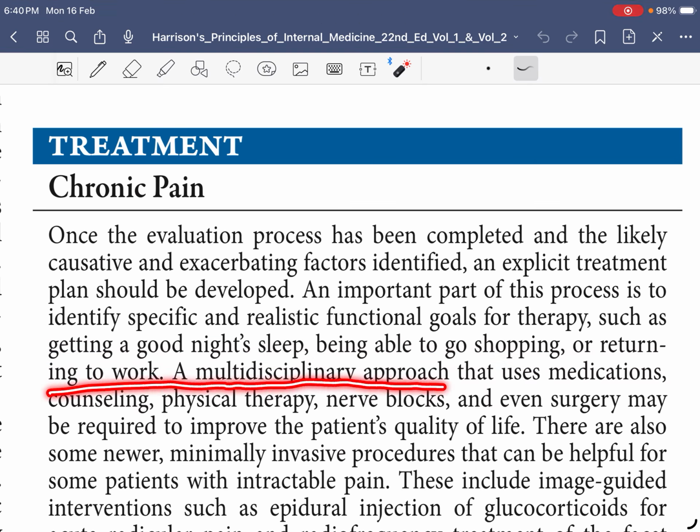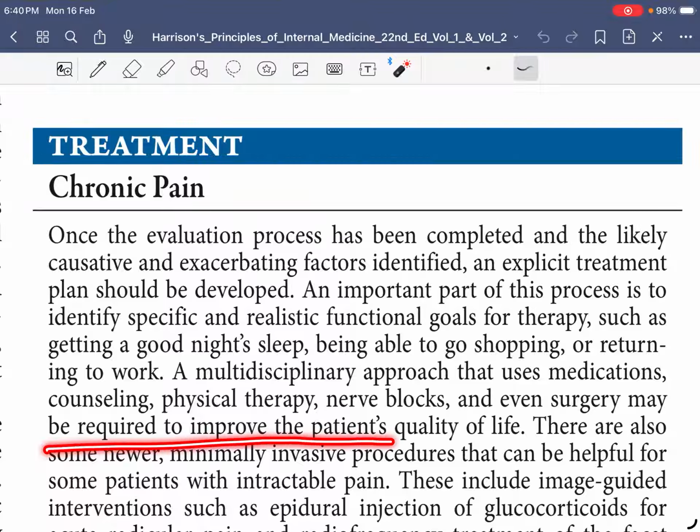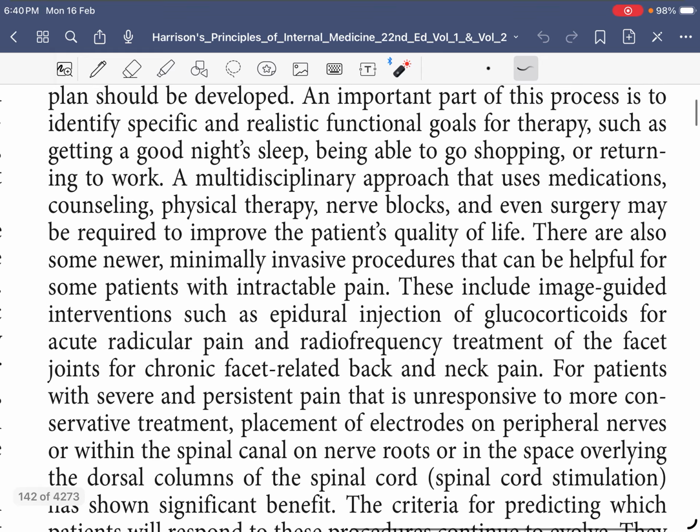A multidisciplinary approach that uses medication, counseling, physical therapy, nerve block, and even surgery may be required to improve the patient's quality of life. There are also some newer, mainly invasive procedures that can be helpful for some patients with intractable pain. These include image-guided interventions such as epidural injection of glucocorticoids for acute radicular pain and radiofrequency treatment of the facet joint for chronic facet-related back and neck pain.